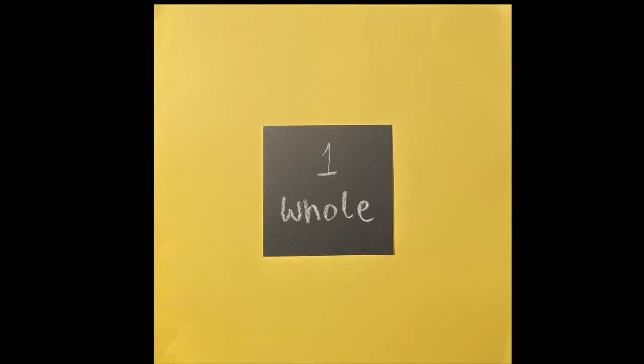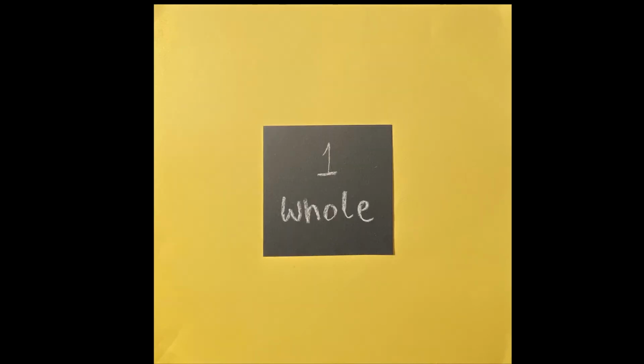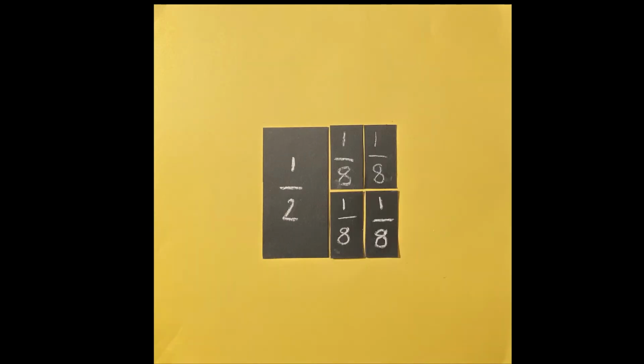We can take a look at what else also equals a whole. So here we have 1/2 and 2 quarters. Now that's still the same size as a whole. See? And we can do this again. We can have 1/2 and 4 eighths. If you add up those eighths, 1/8 plus 1/8 plus 1/8 plus 1/8, that's 4 eighths. But that still equals a whole.